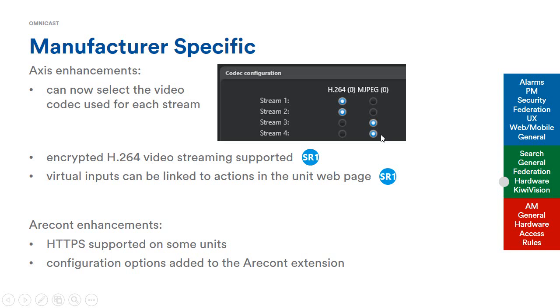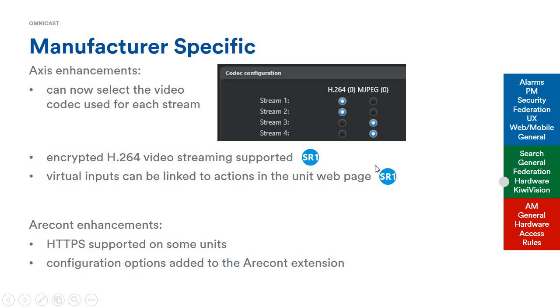This is nice if you're using streams for particular applications. In some cases you may want to use Motion JPEG for your remote stream or something like that, where it's a little less dependent on frame drops and things like that. So you can customize it really for your Axis cameras.